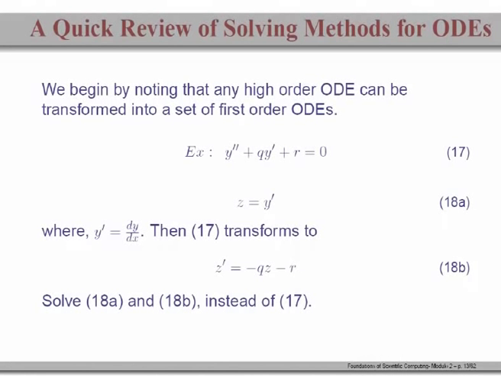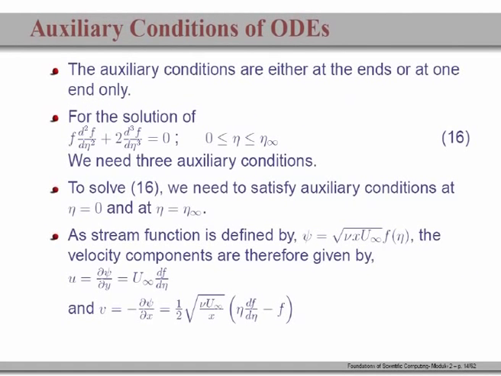So for example, look here at y double prime plus q y prime plus r equal to 0. So set z equal to y prime, then you will get z prime equal to minus q z minus r. So basically it's equations 18a and b that you would solve instead of 17. That is the idea.